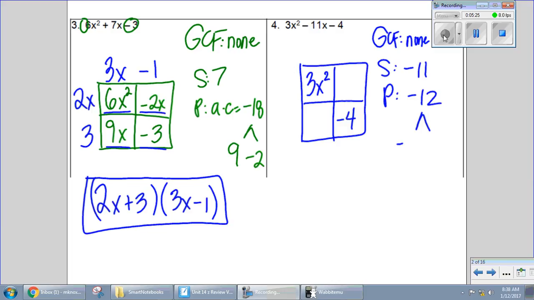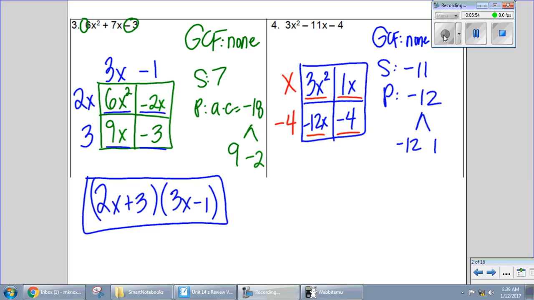Okay, so negative 12 times a positive 1 will give me a negative 12, and it adds to give me a negative 11. So I'm going to put negative 12x and 1x. Now I've got to factor out. The only thing 3x and x have in common is an x. The only thing that negative 12x and negative 4 have in common is a negative 4.